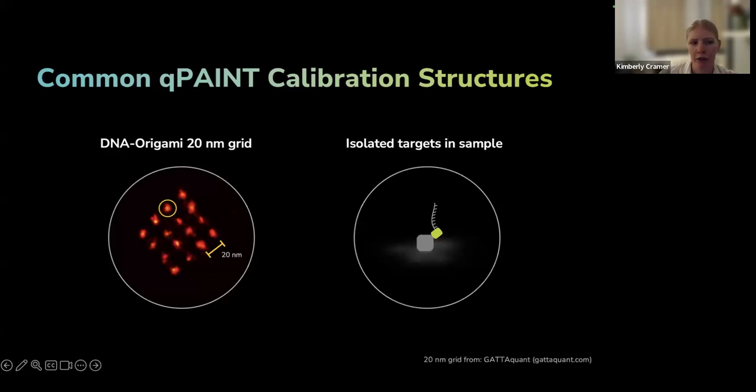One of them is a DNA origami, and this is a 20 nanometer grid origami you see here on the left. These are commercially available. You can put these in your sample, and this has around 20 different binding sites, I believe. No, 16. But here you can essentially see individual binding sites and get their kinetics and use this as a calibration structure, or you can look at an isolated target in your sample. A lot of people would use a monomeric receptor protein to do this.